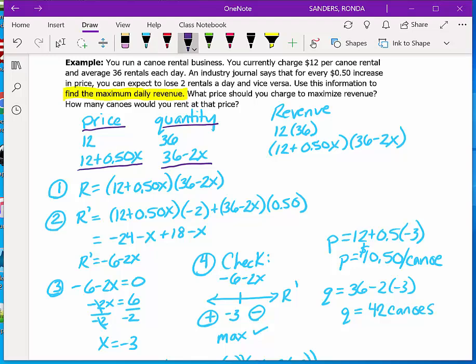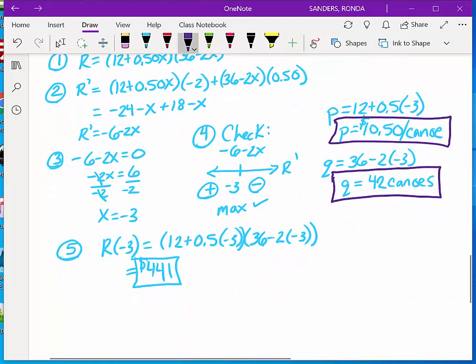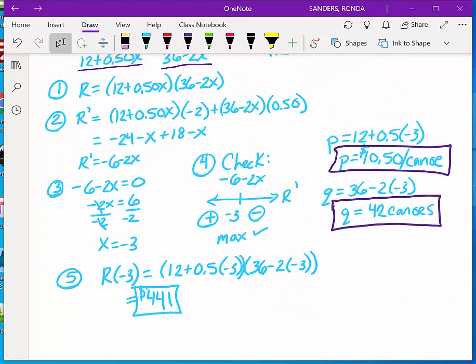So we have our price that we should charge. We have our quantity of canoes that we will rent. And we have our maximum daily revenue.